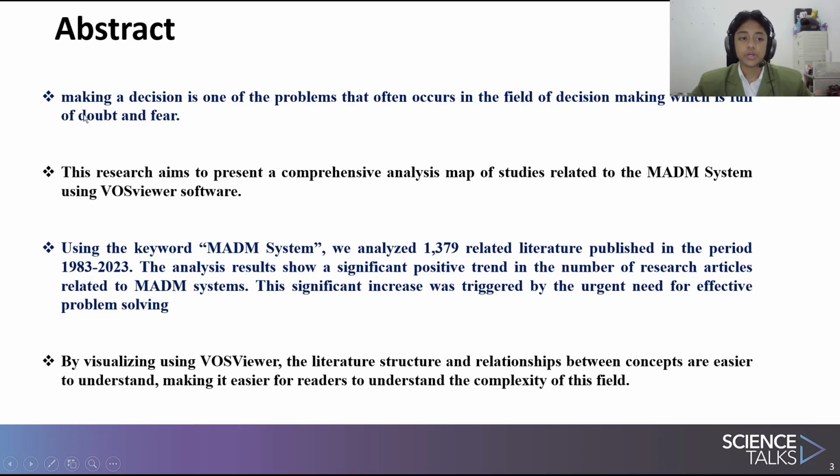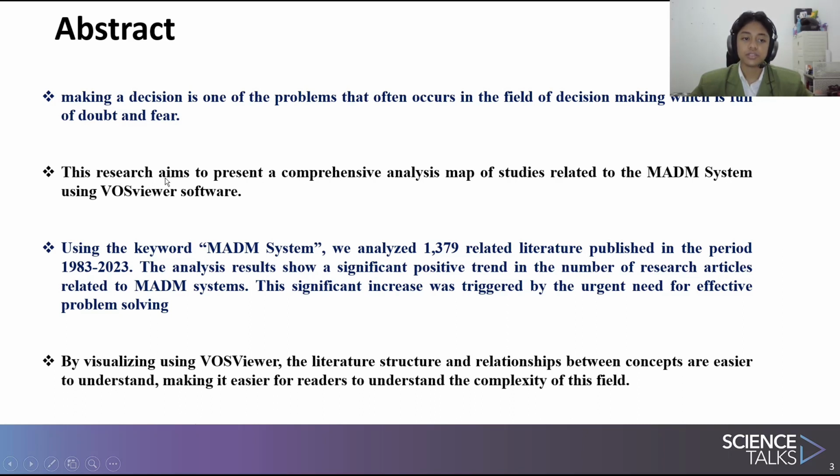The first point is that making a decision is one of the problems that often occurs in the field of decision making, which is full of doubt and fear. In real life, decision making is one of the problems that often occurs. Therefore, research is carried out to find the most effective method in solving a problem. Multi-attribute decision making, or MADM, is one of the most effective methods in decision making.